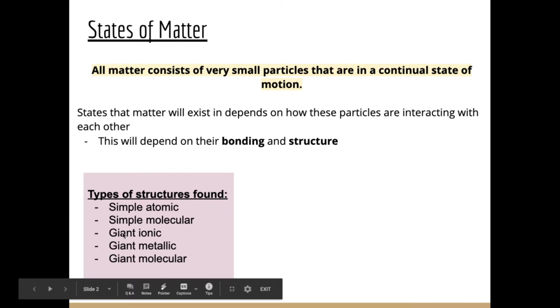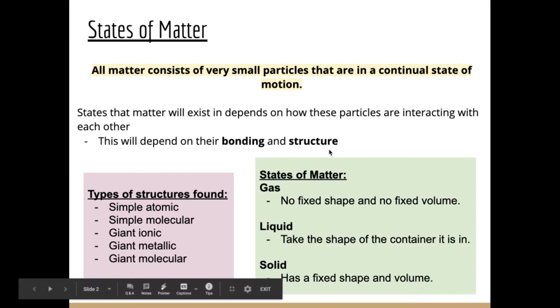Then giant ionic and giant metallic. We've done a video series on both of those there. And then this giant molecular is something new that we're going to look at within this unit. So the bonding and structure will determine the state of matter that it will be.